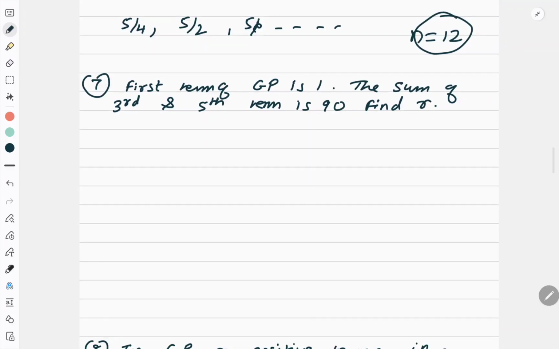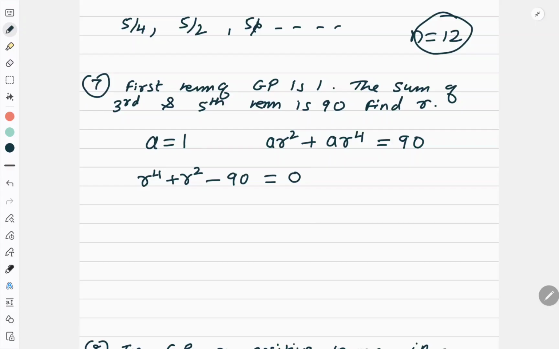Those three questions were of the same category. Now look at this question. First term of GP is a, 1. So a is equal to 1. The sum of third and fifth term is 90. Third term means ar square. Fifth term is ar to the power 4, and the sum is equal to 90. Now I know that a is 1. So what I got? I got r to the power 4 plus r square minus 90 is equal to 0.